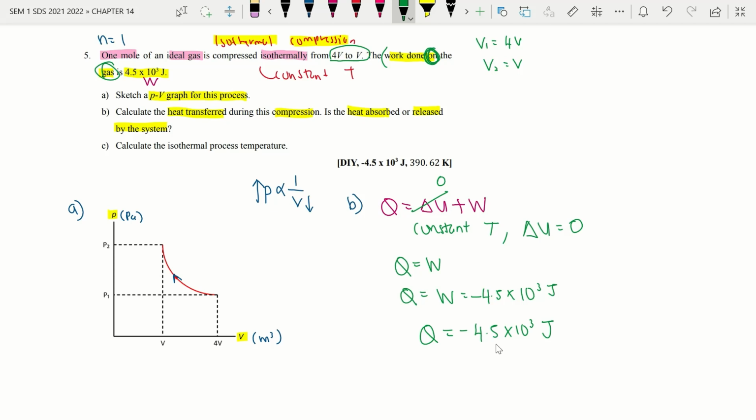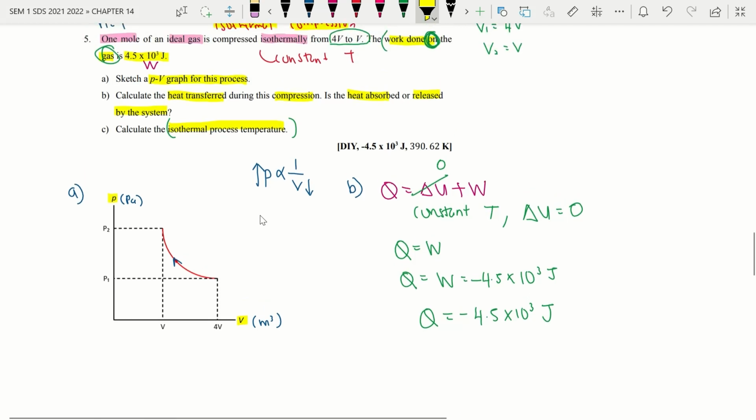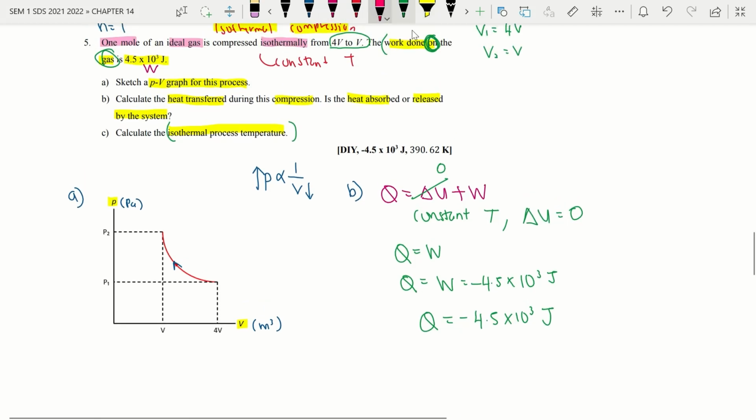Okay, let's proceed with question C. Calculate the isothermal process temperature. So it asks us to calculate the temperature for the isothermal process. We already know our work done. From work done, we can calculate our temperature because work done equals nRT ln V2 over V1, final volume over initial volume.